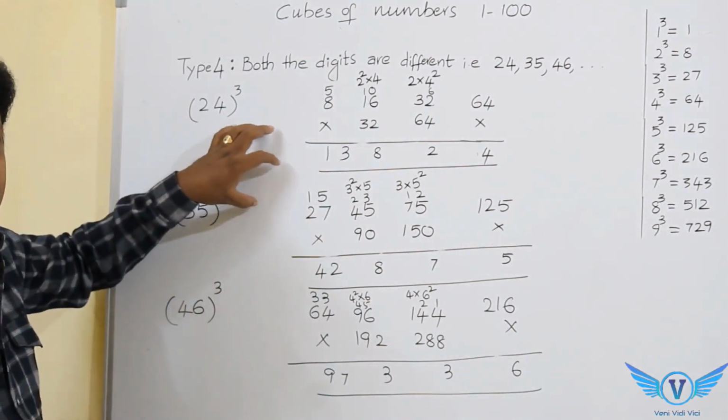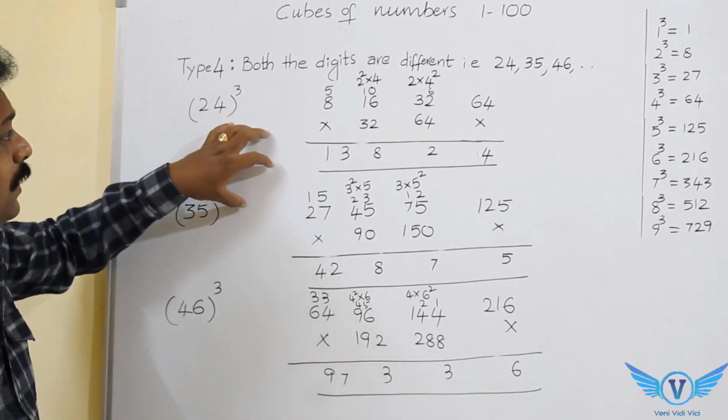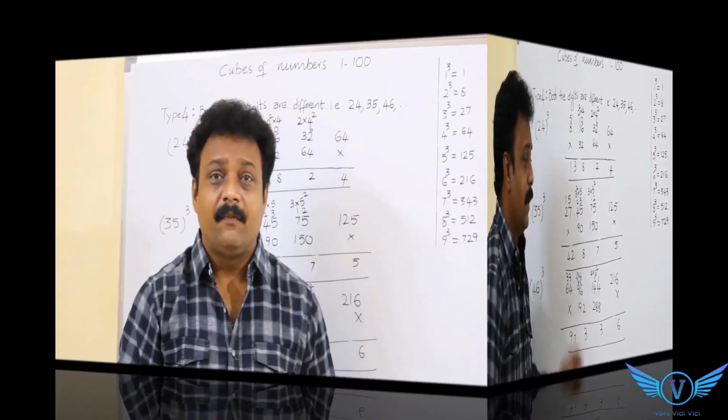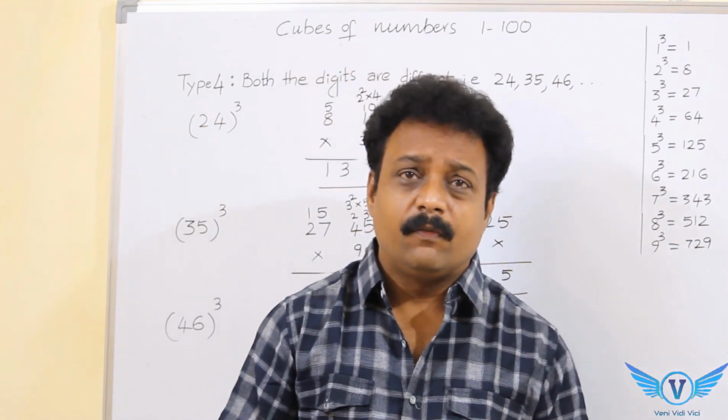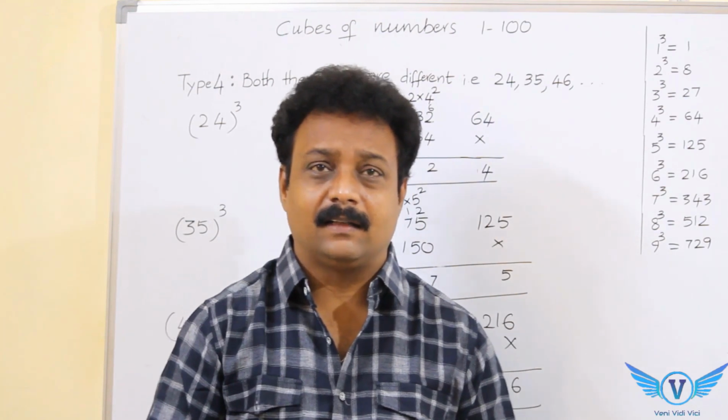So in this method we can calculate cubes of numbers from 1 to 100. If you practice all these 4 types thoroughly, you will feel like a calculator.